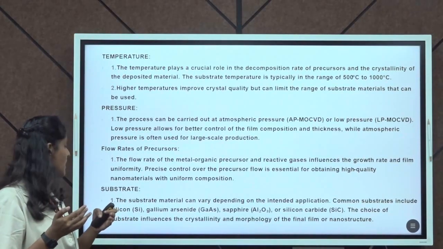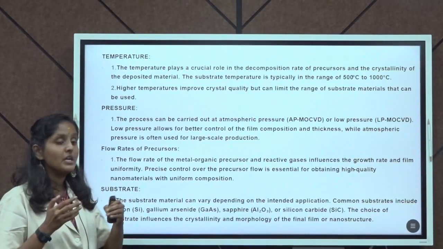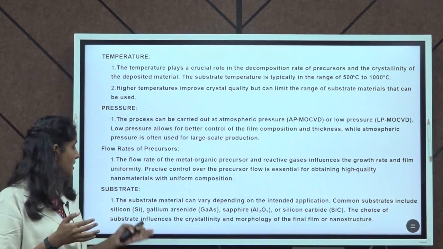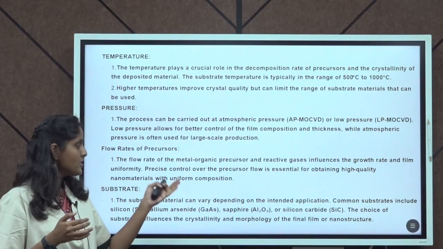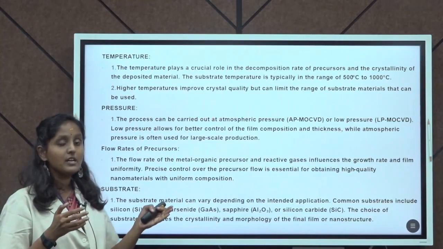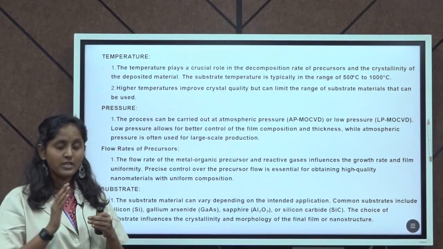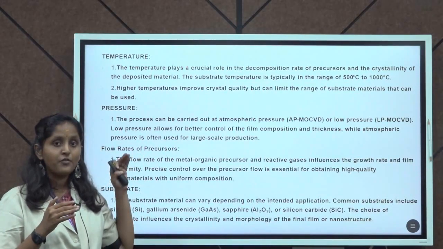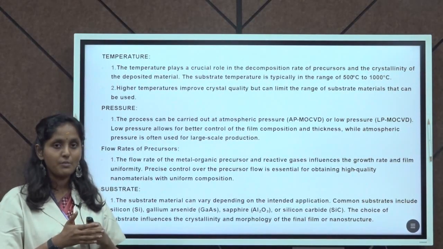So the final parameter will be the substrate, where the substrate material can vary depending upon the intended application. Common substrate materials include silicon, gallium arsenide and sapphire, or silicon carbide, etc. So the choice of substrate will influence the crystallinity and morphology of the film that is going to form. So these parameters must be noted before starting the CVD process.